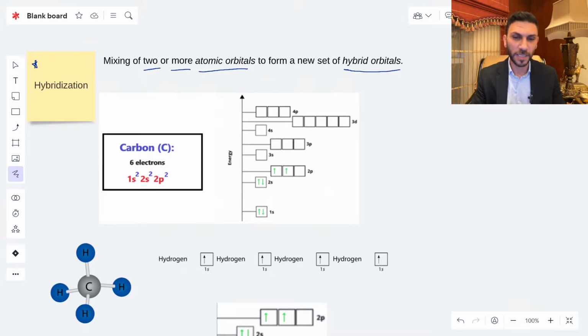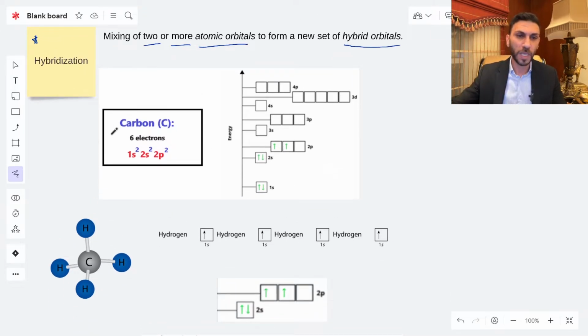For example, let's check the carbon atom. Carbon atom has 6 electrons. The atomic number of the carbon is 6. And the electron configuration is 1s2, 2s2, and 2p2. I recommend you revise my videos about the electron configuration if you have some doubts about how to do them. In the energy levels, we know that the 1s has the lowest energy level, and then 2s, and then 2p. This is the second energy level, n equals 2. Therefore, the valence electrons for the carbon are 4 valence electrons.